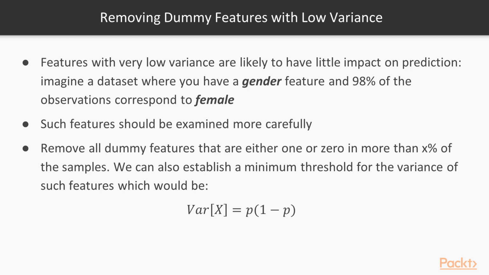Now, you can take the following approach. You can remove all dummy features that are either 0 or 1 in more than X% of the samples. Or what you can do is to establish a minimum threshold for the variance of such features. Now, the variance of such features can be obtained with this formula, P times (1 minus P), where P is the proportion of ones in your dummy features. We will see how this works in the notebook.